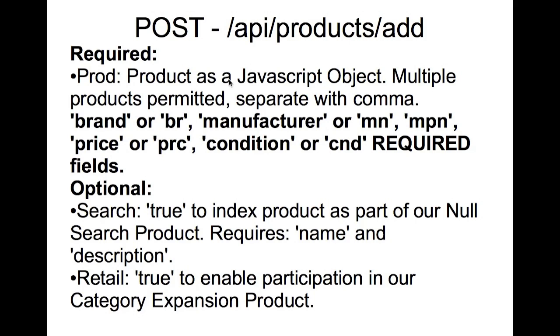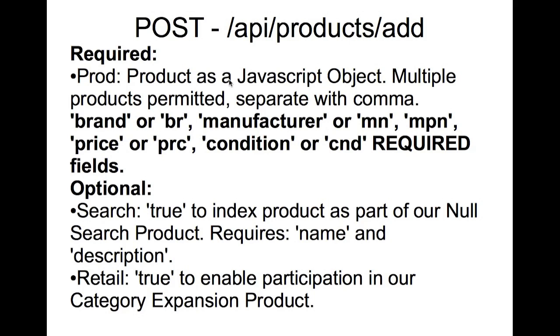The required parameter for this is prod, lowercase, the bullet point uppercase for me. How kind of it. Product as a JavaScript object. Multiple products are permitted, separate each with a comma, and these are the required fields: brand, manufacturer, MP number, price, and condition. Two highly recommended fields are weight, which directly affects shipping credit, and quantity, which defaults to 0.